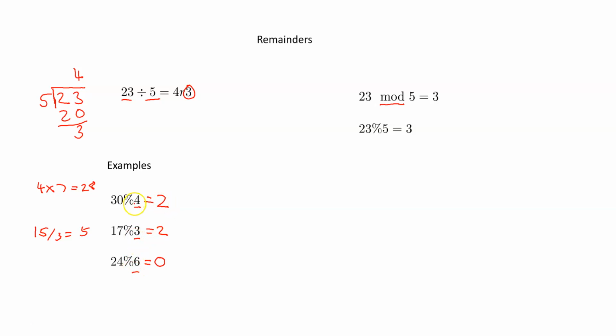So notice that 2 is less than 4, 2 is less than 3, and 0 is less than 6. And again, for the proof, it's not really important that we actually master the skill of finding remainders. There are programmers that can do it for you. Just understand the concept, and that'll be the important part.